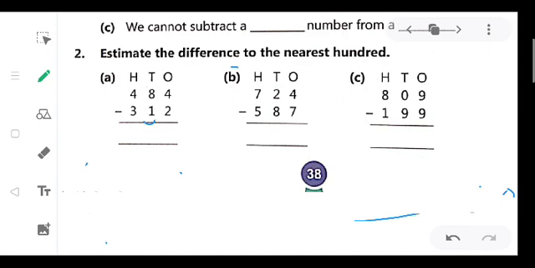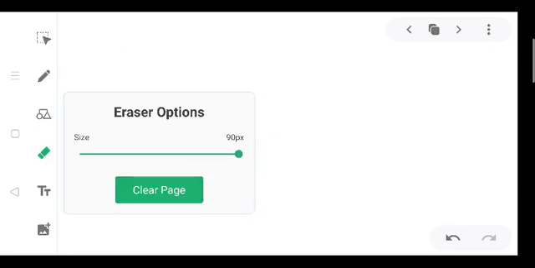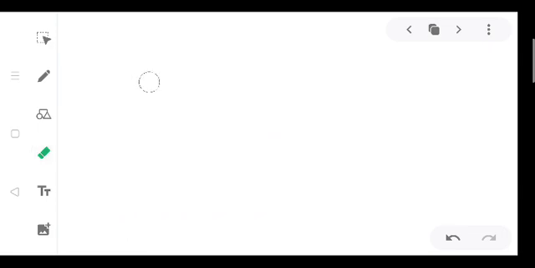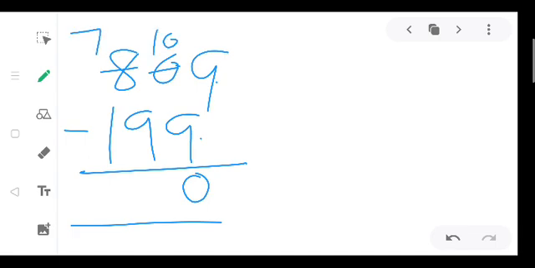Next, C part, 809 minus 199. Firstly find out its difference. 9 minus 9, 0. Here the tens place is 0, so we will borrow from 100. It will become 10 tens. 10 minus 9, 1. 7 minus 1, 6.